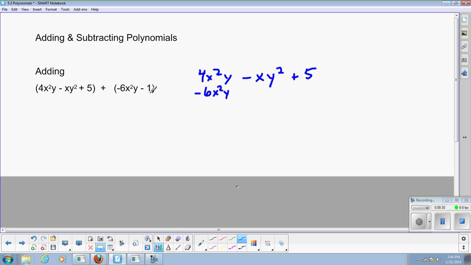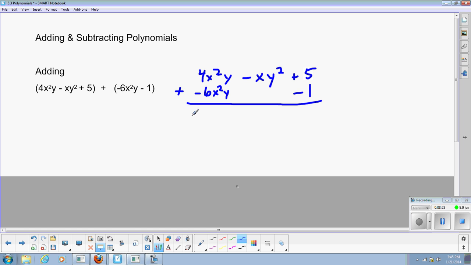Minus 1. Minus 1 is a regular number. I will have nothing underneath the minus xy squared because what I'm adding together has no term x y squared. But I do have a minus 1, so I'll write that over here. I'll just have that space in there. Now I'm adding these. So I have 4x squared y plus negative 6x squared y.